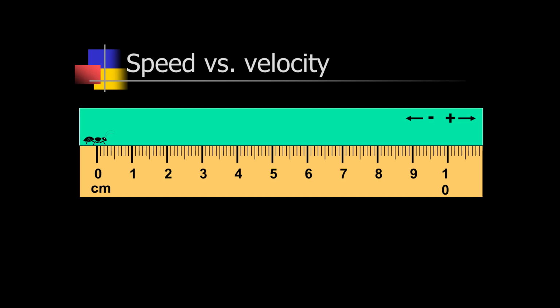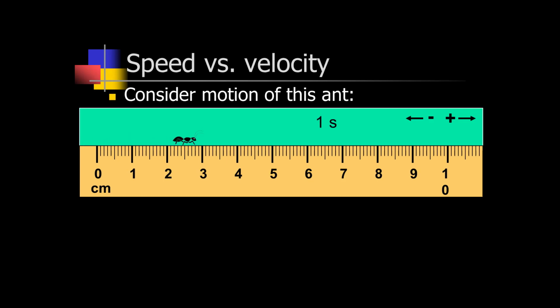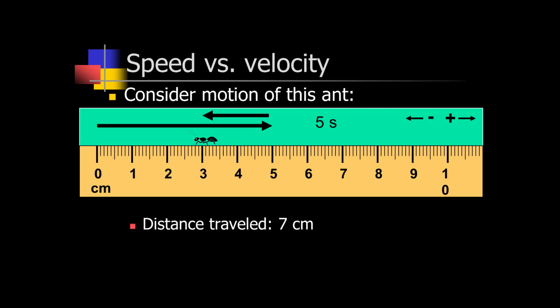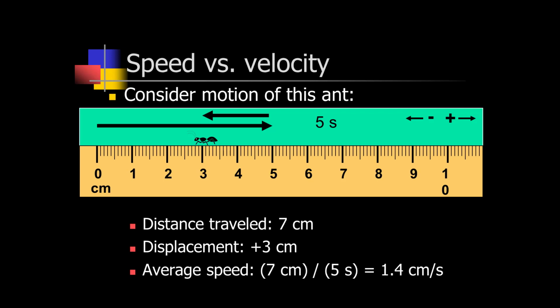So again we are considering an ant. Consider motion of this ant like this. It is traveling in 4 seconds, 5 seconds. In 5 seconds it has traveled a total distance of 7 centimeter. So time is there, 7 centimeter distance is there, and displacement is plus 3 centimeter. So speed will be total distance divided by time: 7 centimeters divided by 5 seconds, that will give us 1.4 centimeters per second.